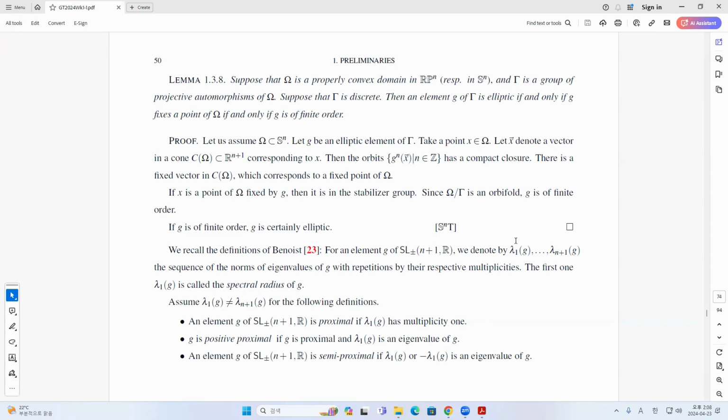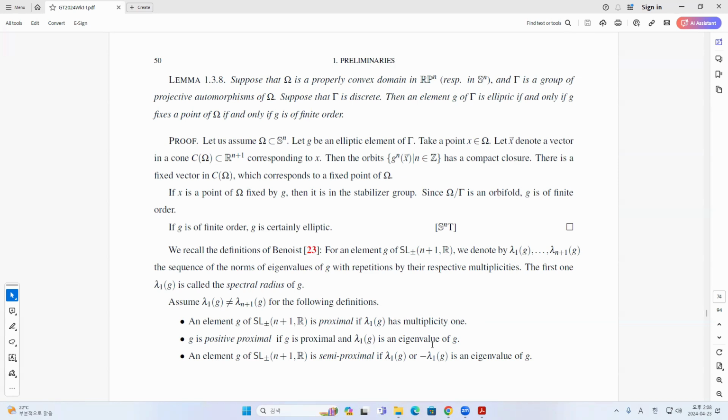So there is no other eigenvalue with the same modulus, and g is positive proximal if g is proximal and lambda one is a real eigenvalue. Otherwise it could be negative as an eigenvalue, so that doesn't happen. And multiplicity one means that you have to sum all the multiplicities of the eigenvalues with the same norm here, which could of course be complex.